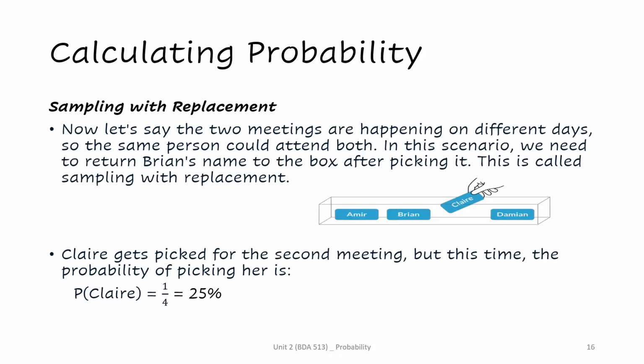Whilst the other case: let's say there's another potential client, but this time they are meeting on different days. The meeting is not on the same day, which means that Brian is available to be picked, and Claire is also available to be picked. So in that case, it is sampling with what? Replacement. In which case the probability of picking Claire now becomes 1/4 or 25%.